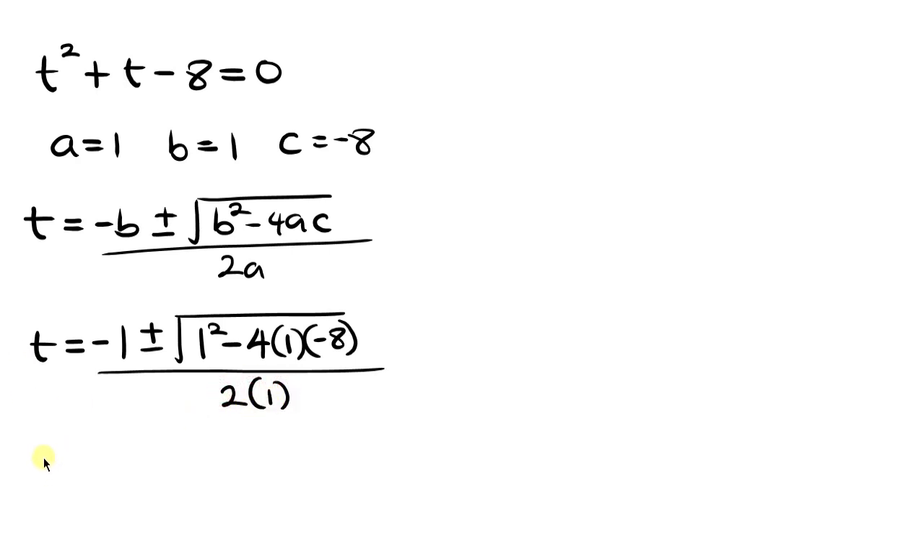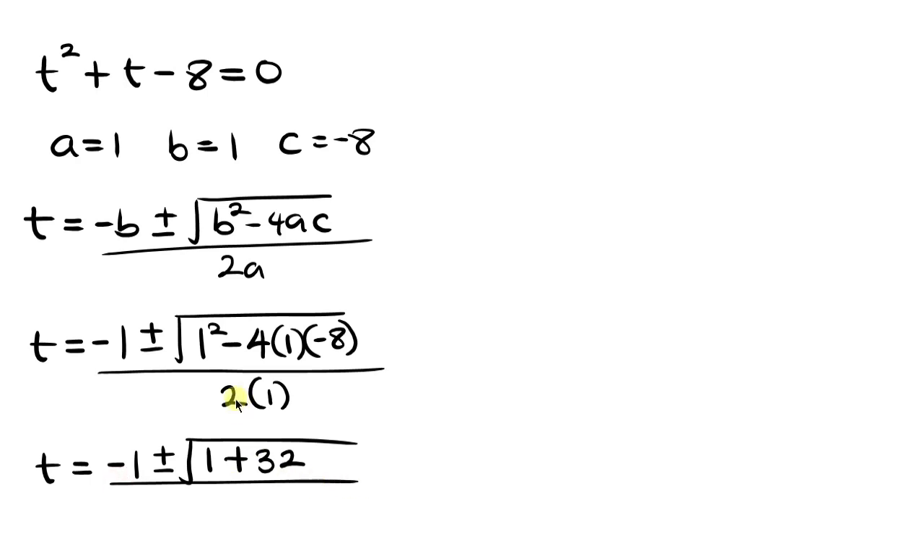So this simplifies into t equal to negative 1 plus or minus the square root of 1 squared is 1, then negative 4 times 1 times negative 8, that's plus 32, all over 2 times 1 is 2. So t is equal to negative 1 plus or minus the square root of 1 plus 32 is 33, all over 2. So we have two values for t here.